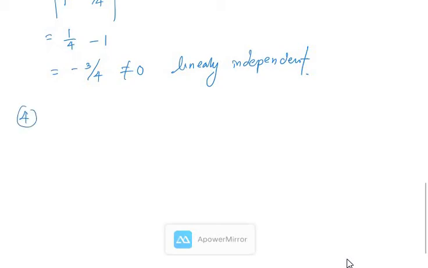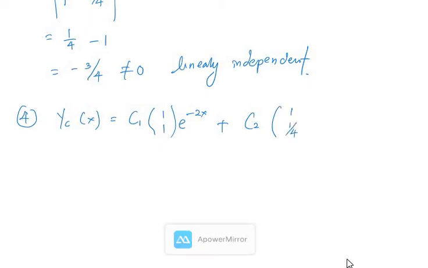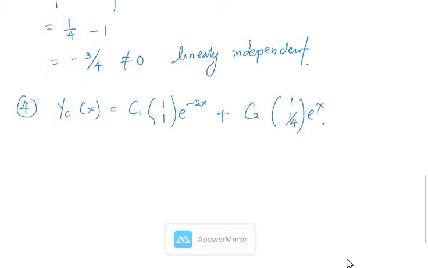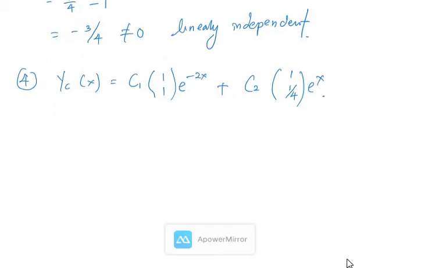And step number 4 is the general solution. YC of x equal to C1, and then the vector is 1, 1 for lambda equal to negative 2, e to the power negative 2x. Okay, then C2, and then the eigenvector is 1 and 1 over 4, e to the power x for lambda equal to 1. Okay, so this is how we find the YC. So the second part again is to find the YP.